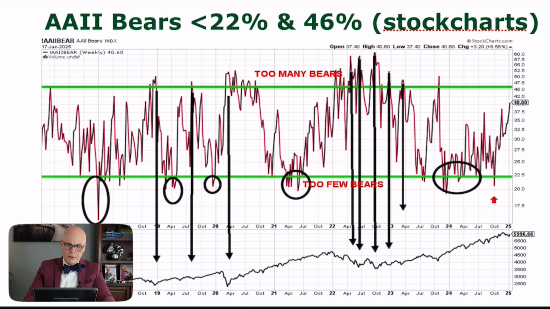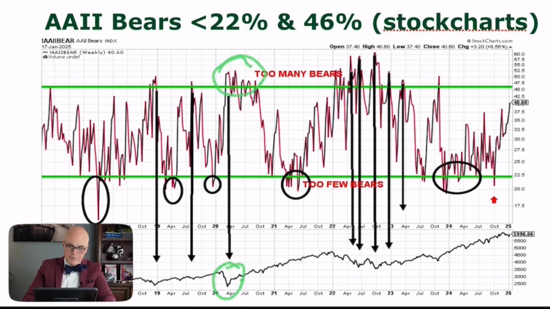Let's take a look at 2020. Do you remember what happened in 2020? The COVID crash, first quarter of the year. Well, lots and lots and lots of bears during that period. That was the perfect time to buy, and yet the average investor, the average retail investor, was bearish.